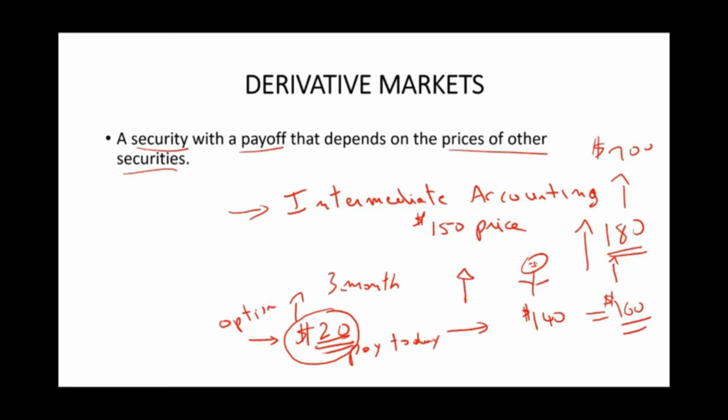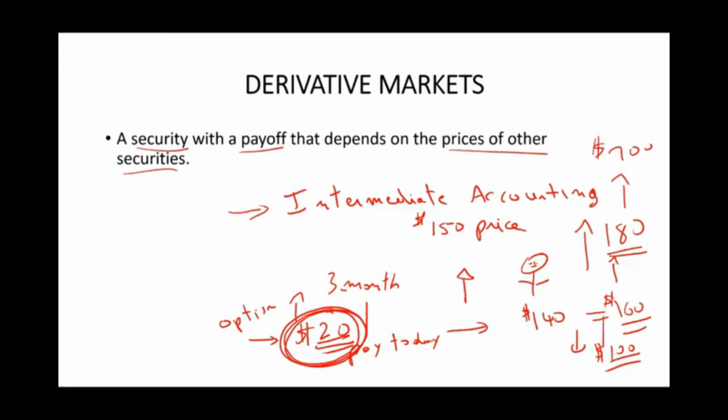And conversely, if the price of the textbook drops to $100 because there's a new edition, guess what? Your option becomes worthless. If you try to sell it to someone, tell them, I'll give you the option to buy it for $140, they would say, are you crazy? I can buy it for $100. Why would I buy it for $140 and pay $20 today to buy it for $140?